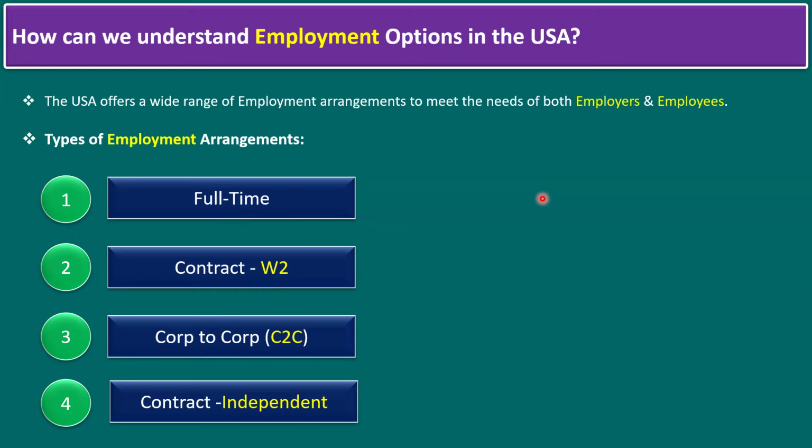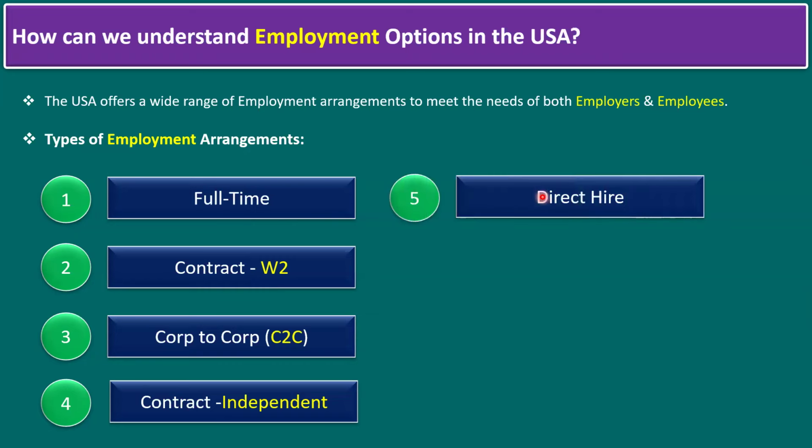Now coming to another employment arrangement, direct hire. Direct hire means employers hire employees directly into a permanent position. Here, the staffing agencies are bypassed, so there are no middlemen within direct hire. What is the benefit to employees at the end of this direct hire? The employee becomes a full-time staff member from the outset. That is the benefit of direct hire.